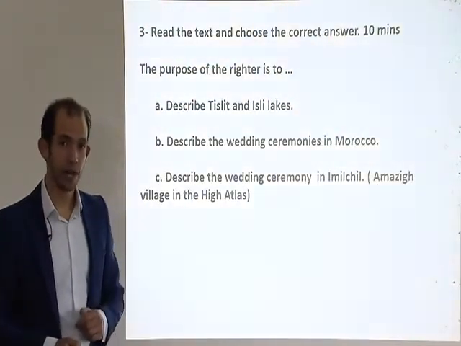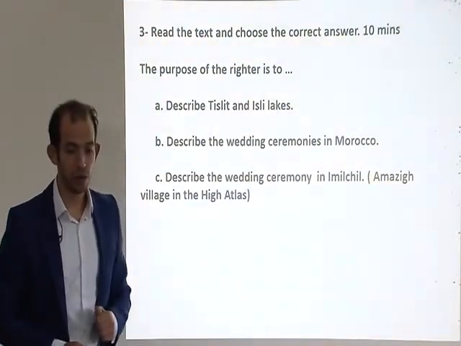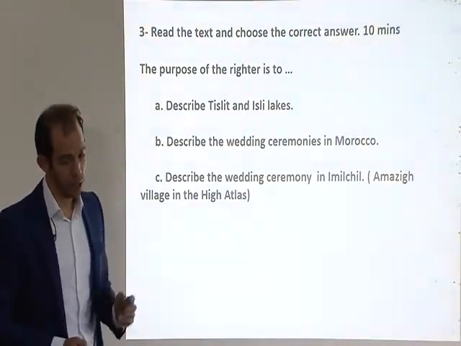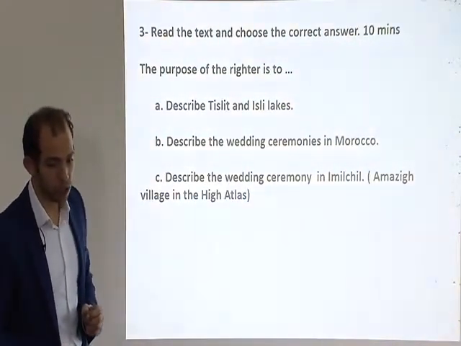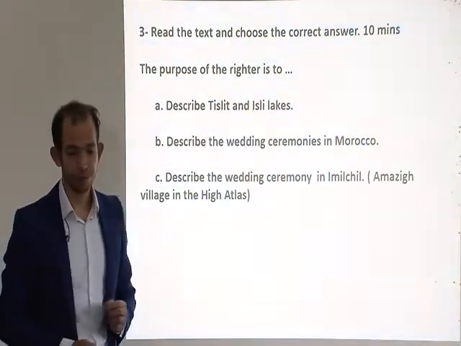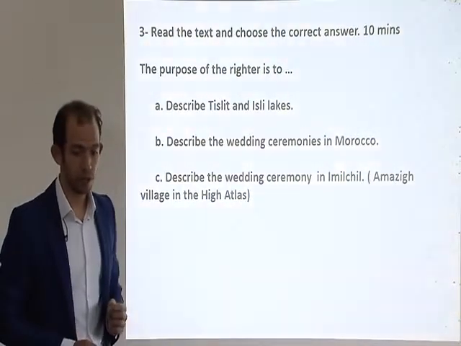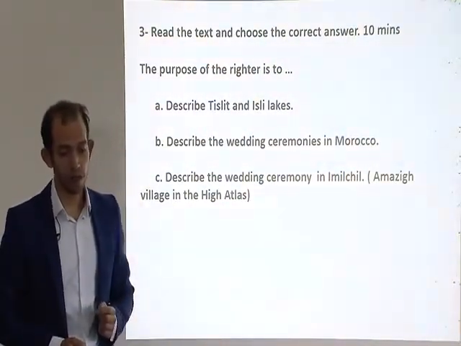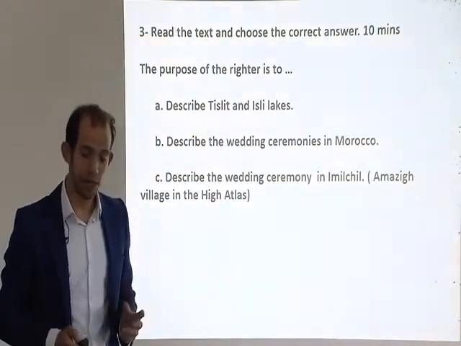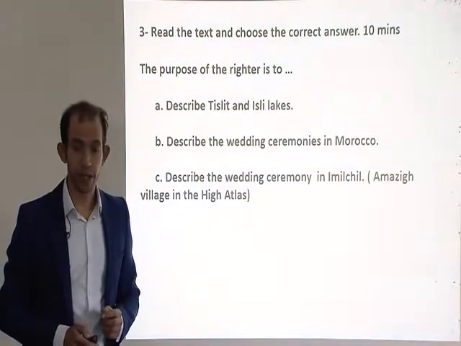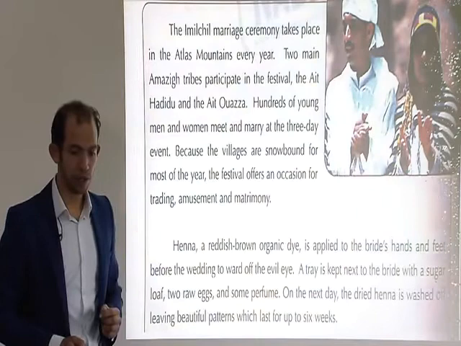So let's move to the next task. You need to read the text and choose the correct answer, and you take 10 minutes. So the purpose of the writer is to describe: A, Tislit and Isli lakes. B, to describe a wedding ceremony in Morocco. C, to describe the wedding ceremony in Imilchil, an Amazigh village in the High Atlas. So in case you don't have the text, I'm showing it to you here. This is the first part.